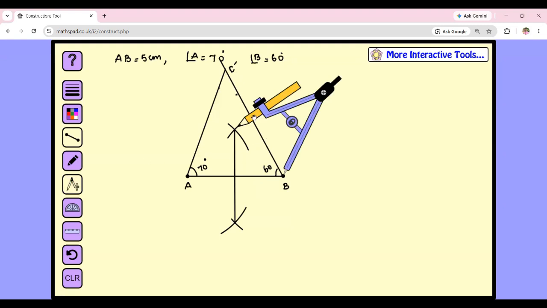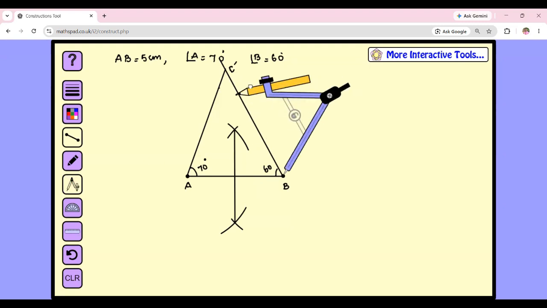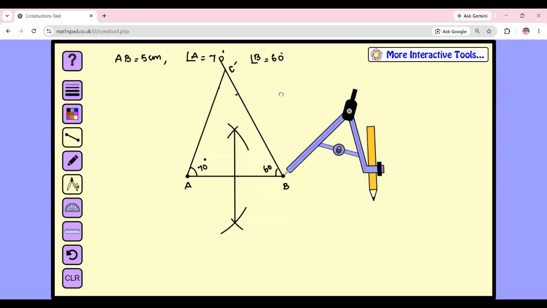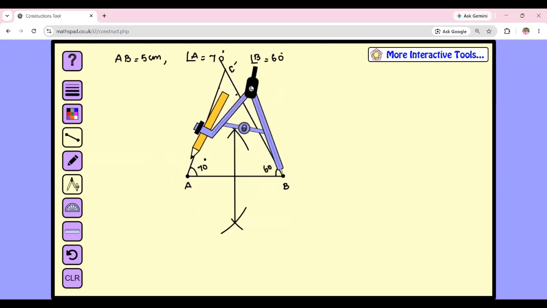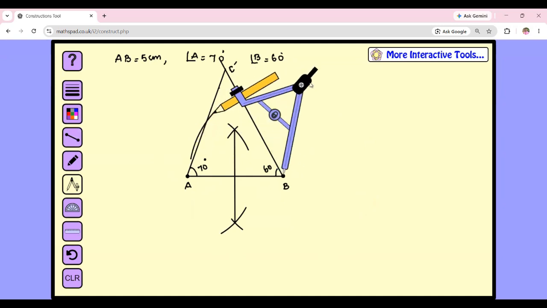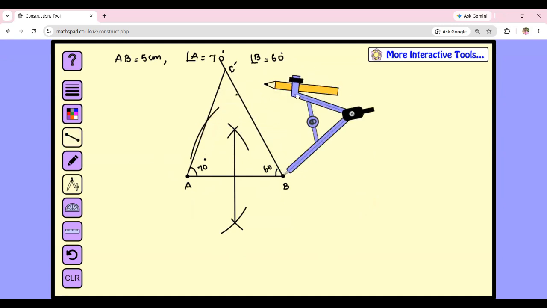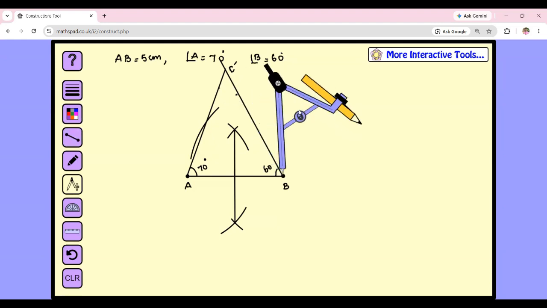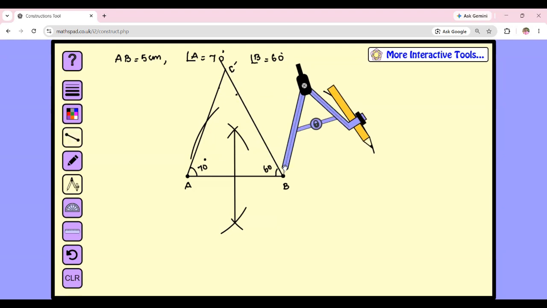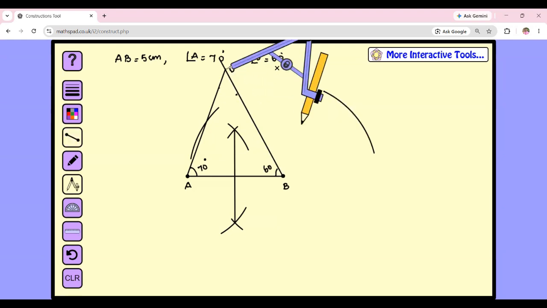Take your compass and measure more than half. So draw an arc up and down. I'm just drawing down first, then up also. So we have done the first one. Next, I'm just drawing an arc for up. Now with the same measurement, keep the pointer in C and draw an arc.